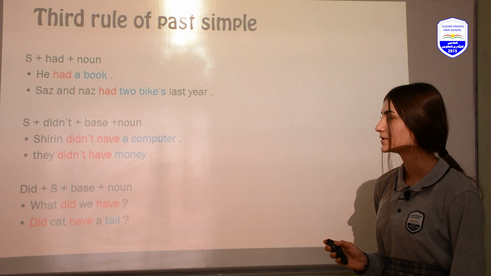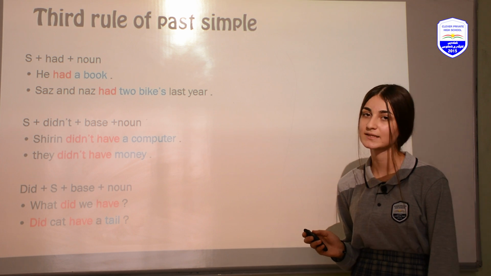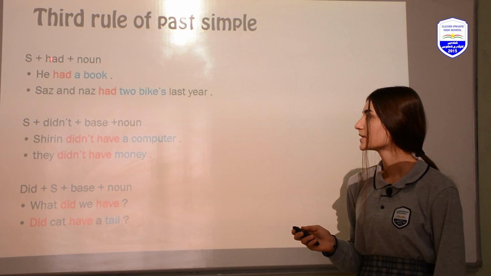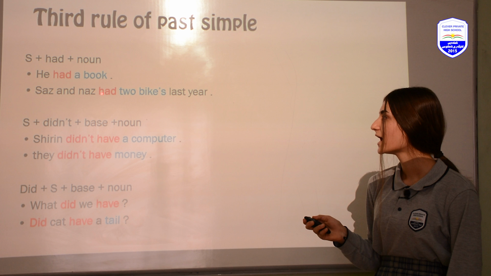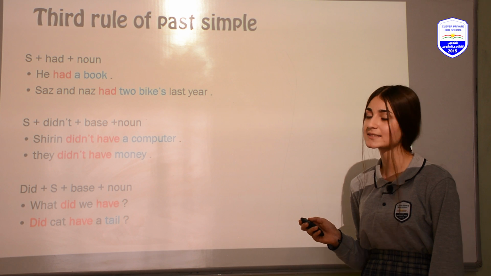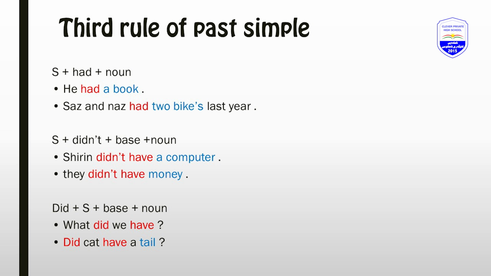Third rule of past simple. In the third rule of past simple, we have subject plus had plus noun. We have two examples here again. He, the subject, had a book, the noun. Another example, Saz and Naz had two bikes last year. Saz and Naz are the subject, had two bikes is the noun, and last year is the preposition of time, because it is past simple.